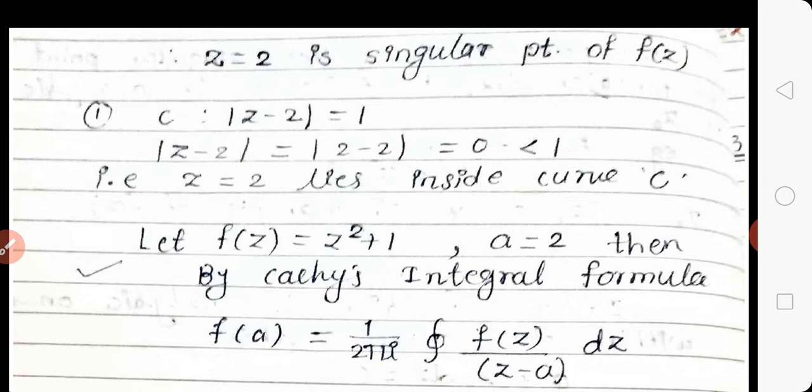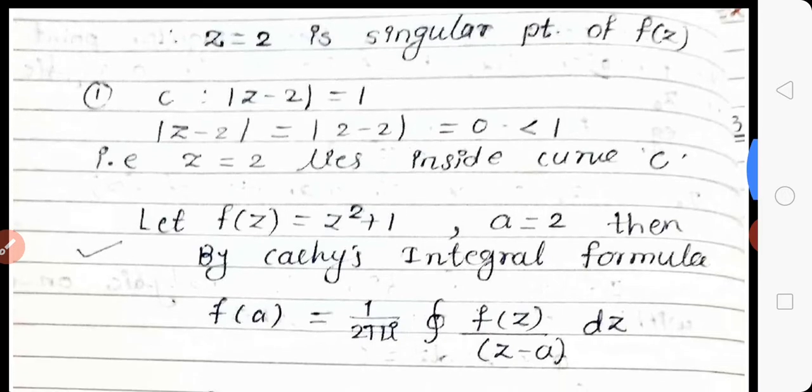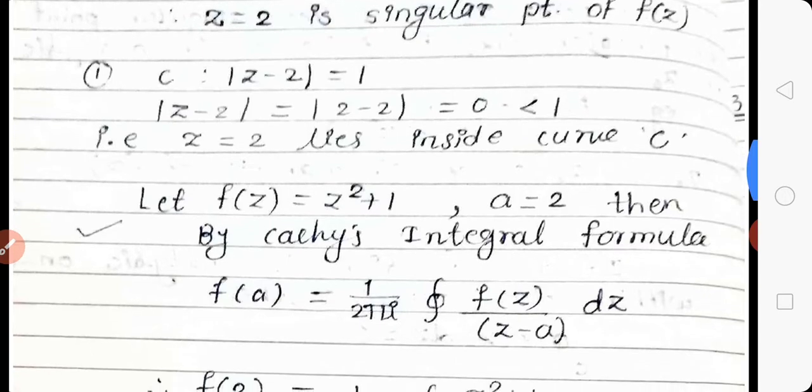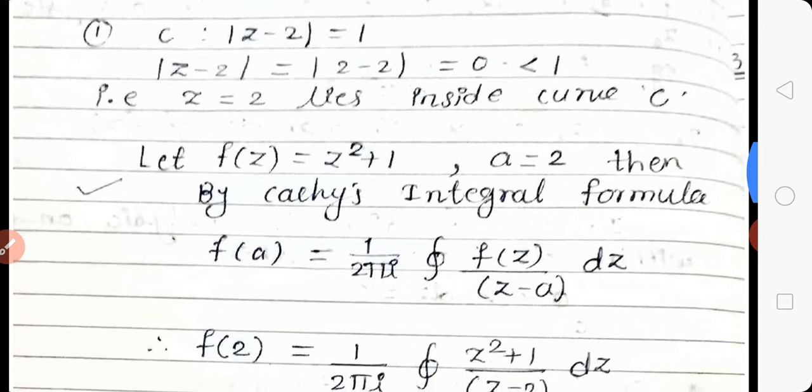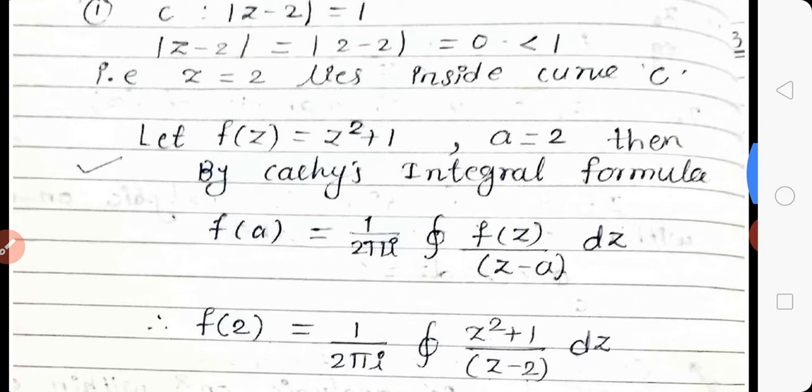Here C is the curve mod of z minus 2 equal to 1. If you put z is equal to 2, then here we get 2 minus 2 is equal to 0, which is less than 1. That is, z is equal to 2 lies inside the curve C. And if z is equal to 2 lies inside the curve C, then we use Cauchy's integral formula to find the integration.